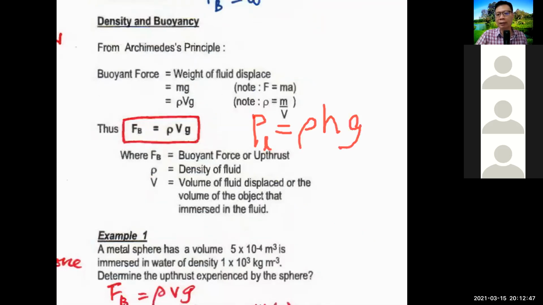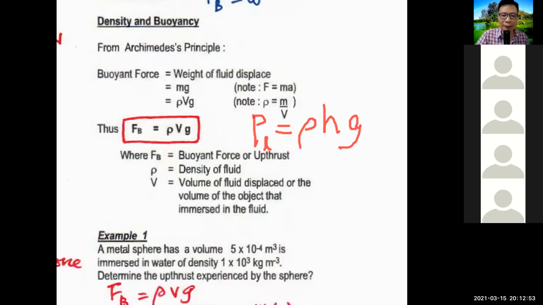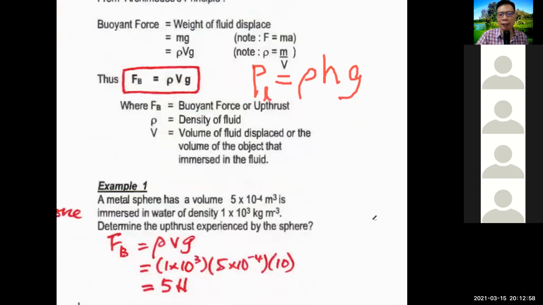Angel Ng, what is your answer? 5. Yes, correct, 5 Newton. Thank you, Angel. Rho Vg, you calculate, you get 5. But the unit must be Newton because this is force. Buoyant force, as long as this is a force, the unit must be Newton. So quite simple, the calculation rho Vg.